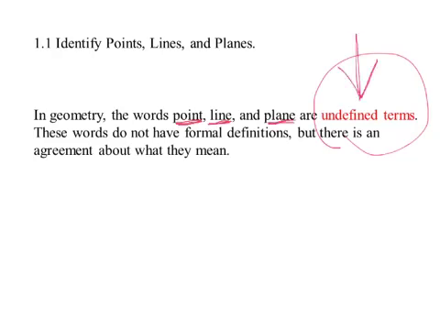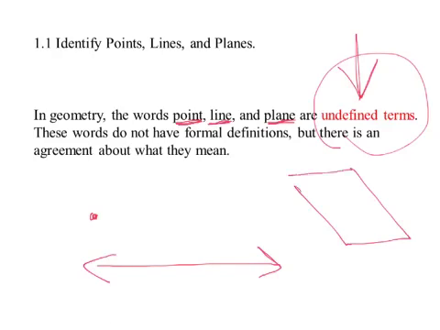That means they don't have a definition. They don't have formal definitions, but there is an agreement about what they mean. That means that a whole bunch of really smart people got into a room and said, this is what a point is. This is what a line is. And a plane is very difficult to draw. It goes continuous in all directions. But they're not defined. People just agree what they are.